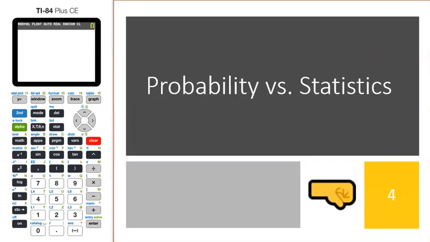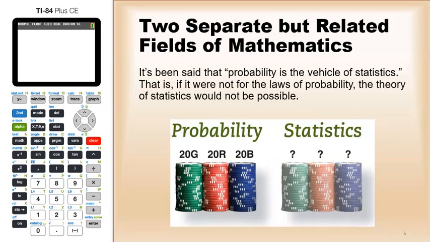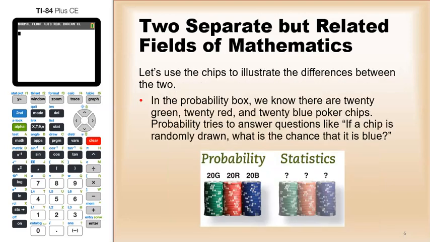All right, so let's first talk about what we mean by probability in comparison to statistics. It's been said that probability is the vehicle of statistics, and by that we mean that if it were not for the laws of probability, the theory of statistics would not be possible. And so let me use these chips you see on the screen to distinguish between the two.